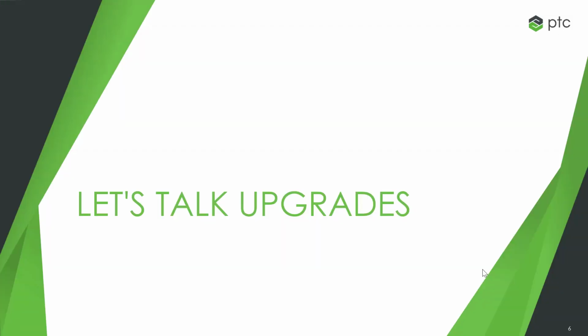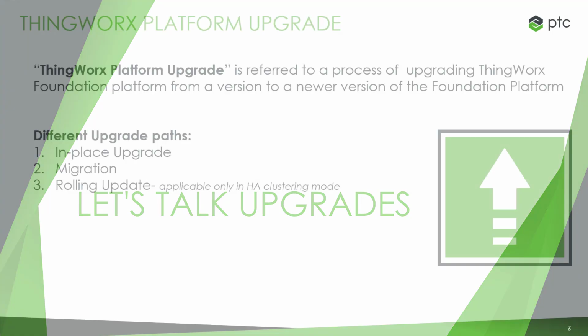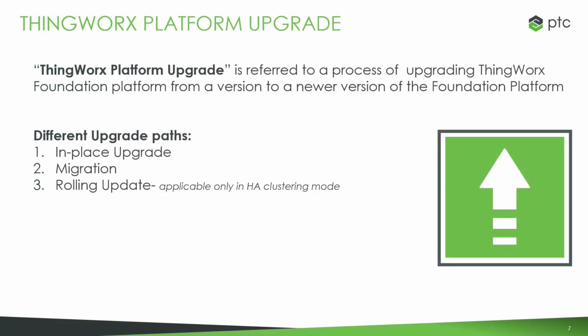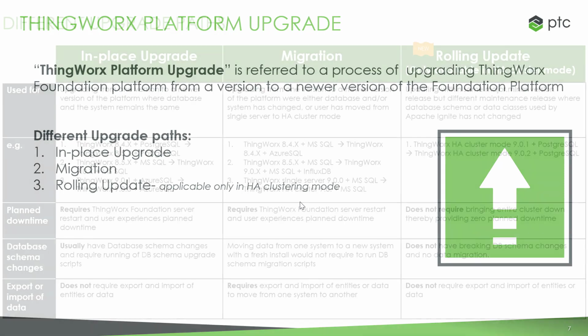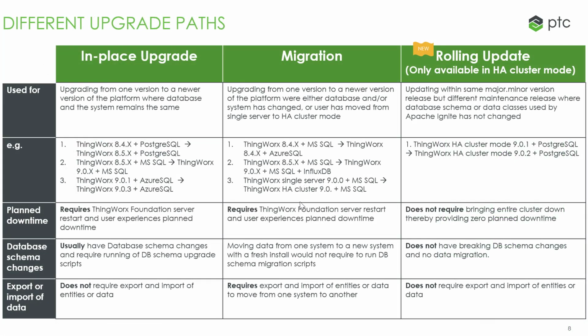Okay, let's talk about Thingworx upgrades. Thingworx platform upgrade refers to the process of upgrading the Thingworx Foundation platform from a version to a newer version of the Foundation platform. A user can opt for multiple different upgrade paths that are available, such as in-place upgrade, migration, or rolling update. Rolling update is a newer path that is applicable only in HA clustering mode. So let's look at the different upgrade paths in further detail.